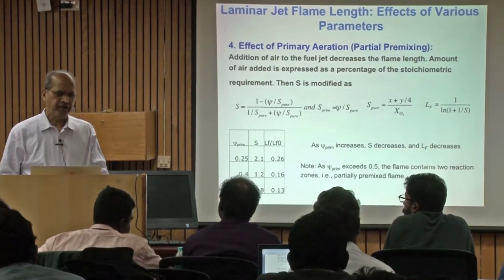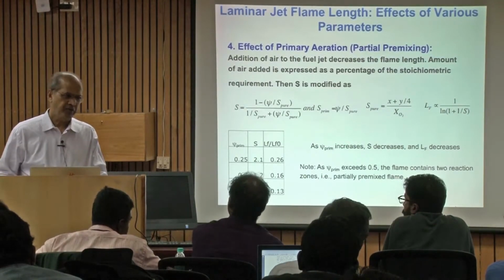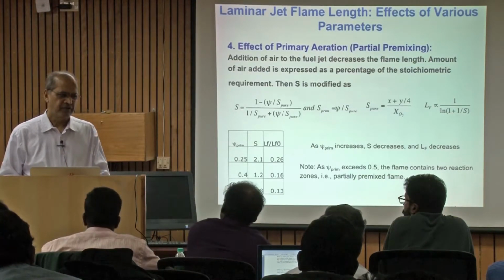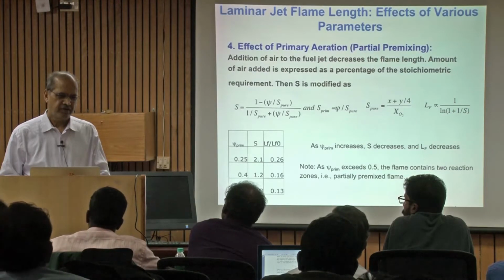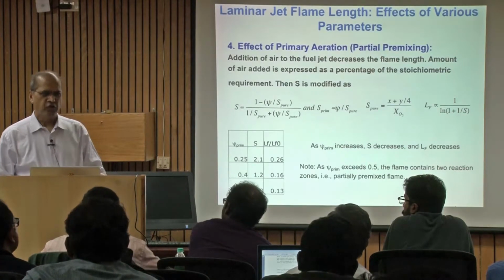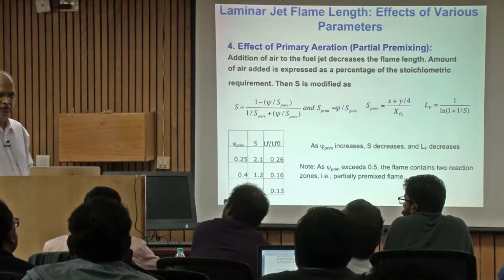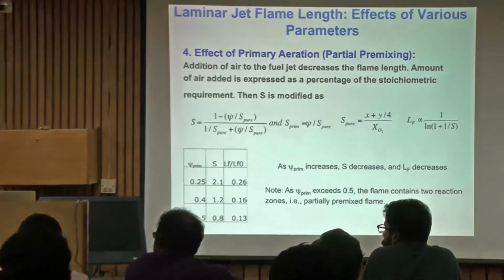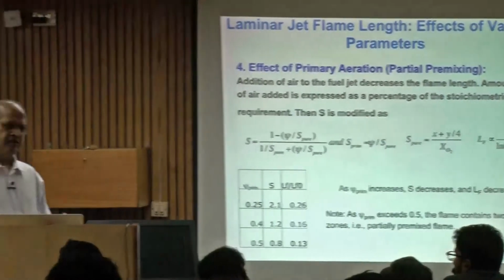If you add a lot more air, the equivalence ratio will become 1. When the equivalence ratio is one, it becomes a premixed flame. So, you only add a certain amount of air to the fuel jet. As you add more, first it will become partially premixed. So, as the equivalence ratio goes to 10, 5, those are actually partially premixed flames. And if you go nearer to 4, 3, then you get double flames. You also get premixed flames.